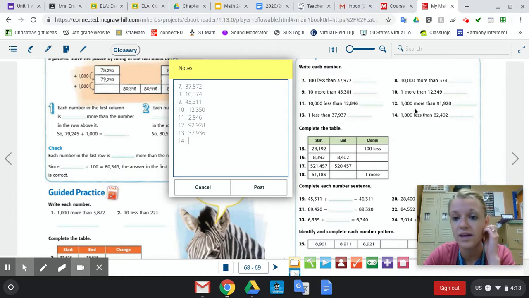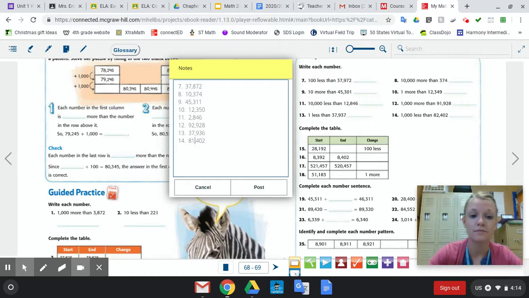Number 14. Let's roll. 1,000 less than 82,402. 82,402. You should be underlining that thousands place while I'm typing this out. The thousands place is the 2. Well, this 2, not this 2. This 2. Got that? Okay. This 2, and I need less. So take 1 away. What's 1 less than 2?